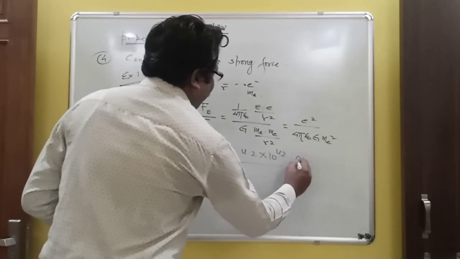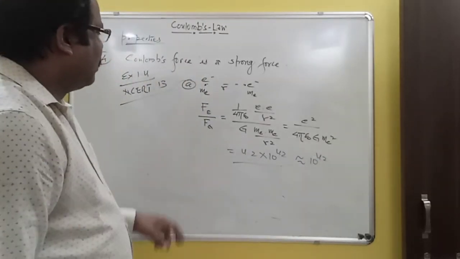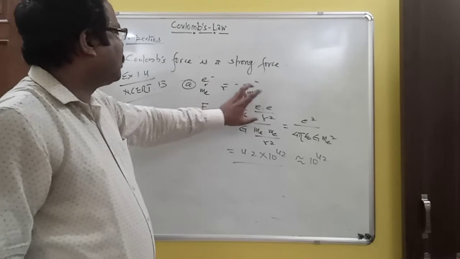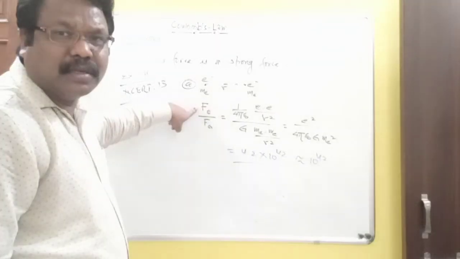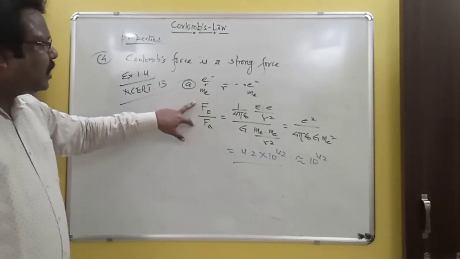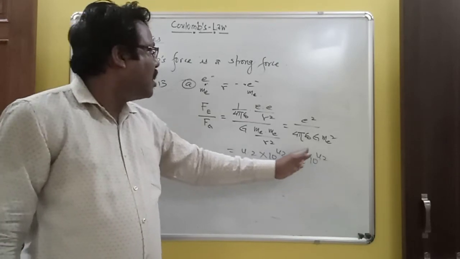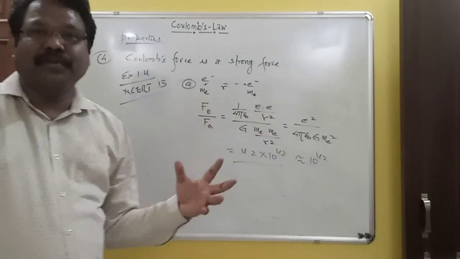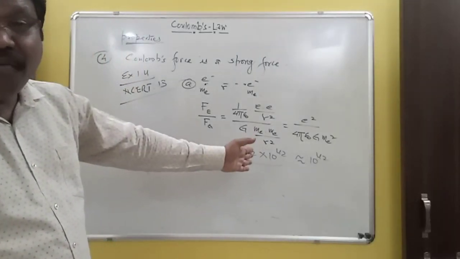So the order is 10 to 42. When you compare the force between electron and electron, electrostatic force, Coulomb force, and gravitation force, and take the ratio of these two, the order is 10 to 42. See how large it is. So Coulomb force is a strong force, 10 to the power 42 times stronger.